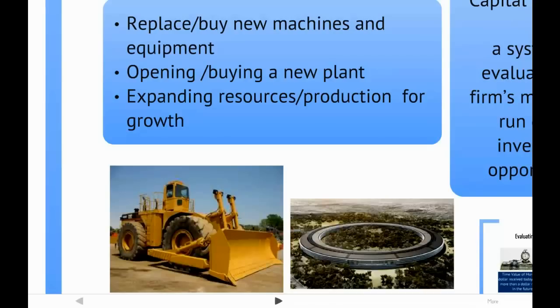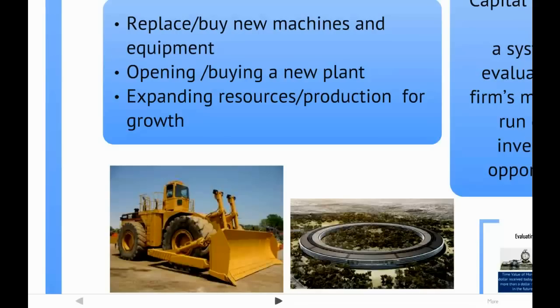Delineating between a number of different alternatives and determining ultimately what is going to be the best bang for our buck. What's the most likely to exceed, or succeed, I should say, in the long run? Here we have examples of capital budgeting projects, equipment, bulldozers, obviously. This image on the right that you're probably looking at wondering, what is this? Is this some type of spaceship?